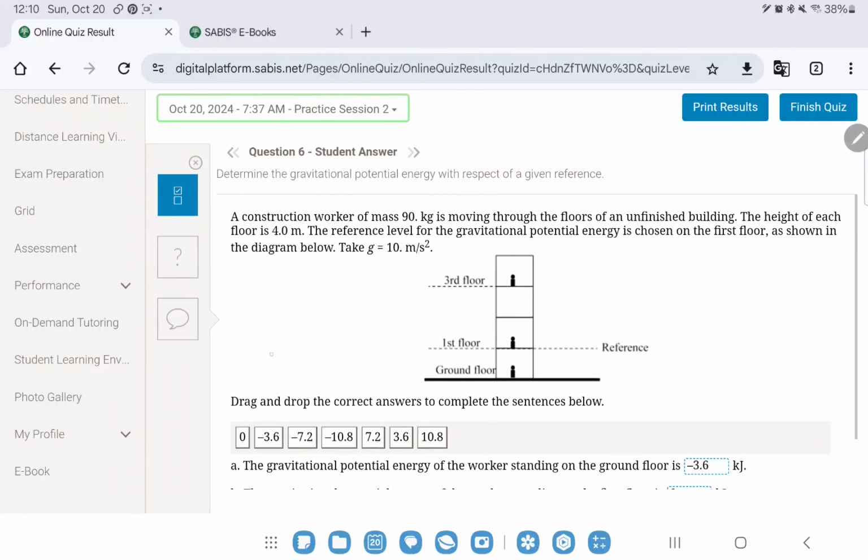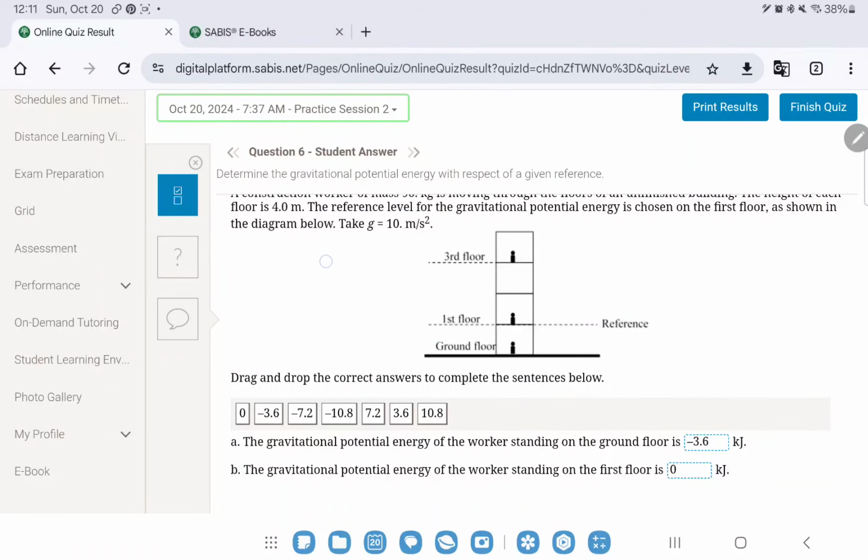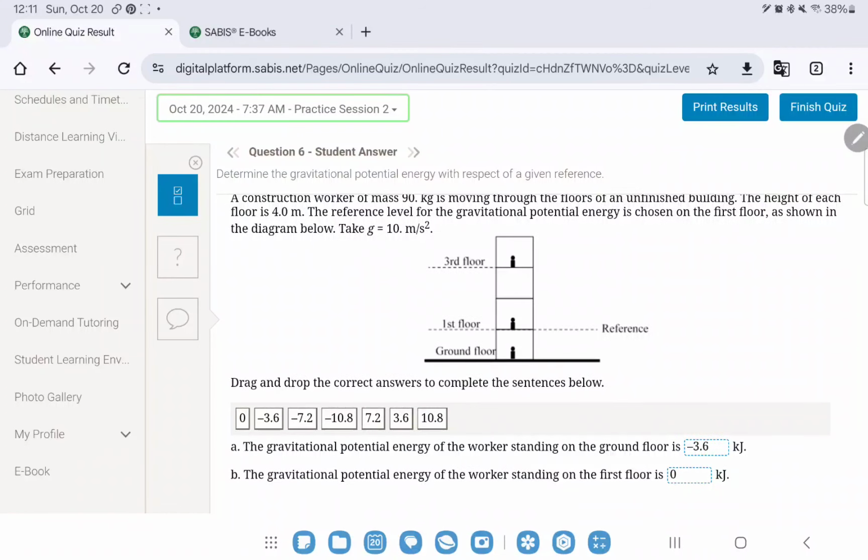Okay, so we have a construction worker that is 90 kg and moving through the floors of an unfinished building. The height of each floor is 4 meters. So this is 4 meters, this is 4 meters, this is 4, this is 4. The reference level is this. So this is your 0 level. The reference for the gravitational potential energy is the first floor, and take g to be 10.